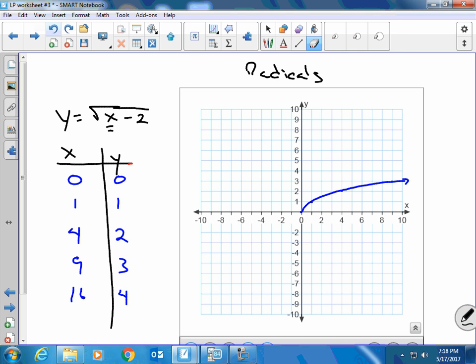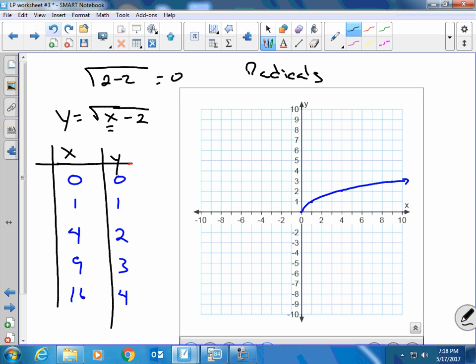So what number do I need to plug in in order to make this 0 or greater? 2. Because 2 minus 2 is equal to 0, and the square root of 0 is 0. So now I'm going to change my x column, not my y. I'll call that x2. I can't plug in 0. Let me go to 2. Let's plug in 2 where the 0 is, because that's my starting point. When x is 2, I get the same y value as I did when x was 0.